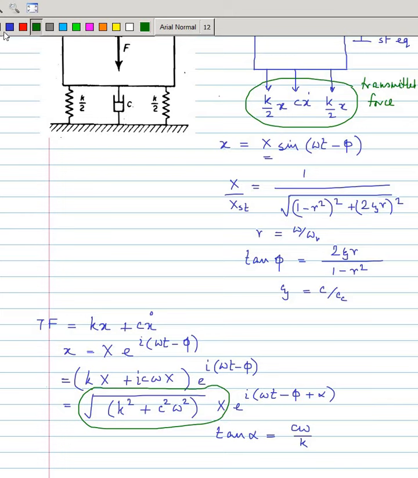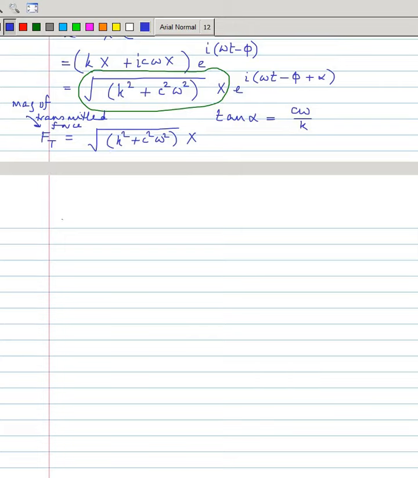So the magnitude of the transmitted force, let us call it Ft. Ft is equal to root over k square plus c square omega square X. So nice. So now, what is F naught?